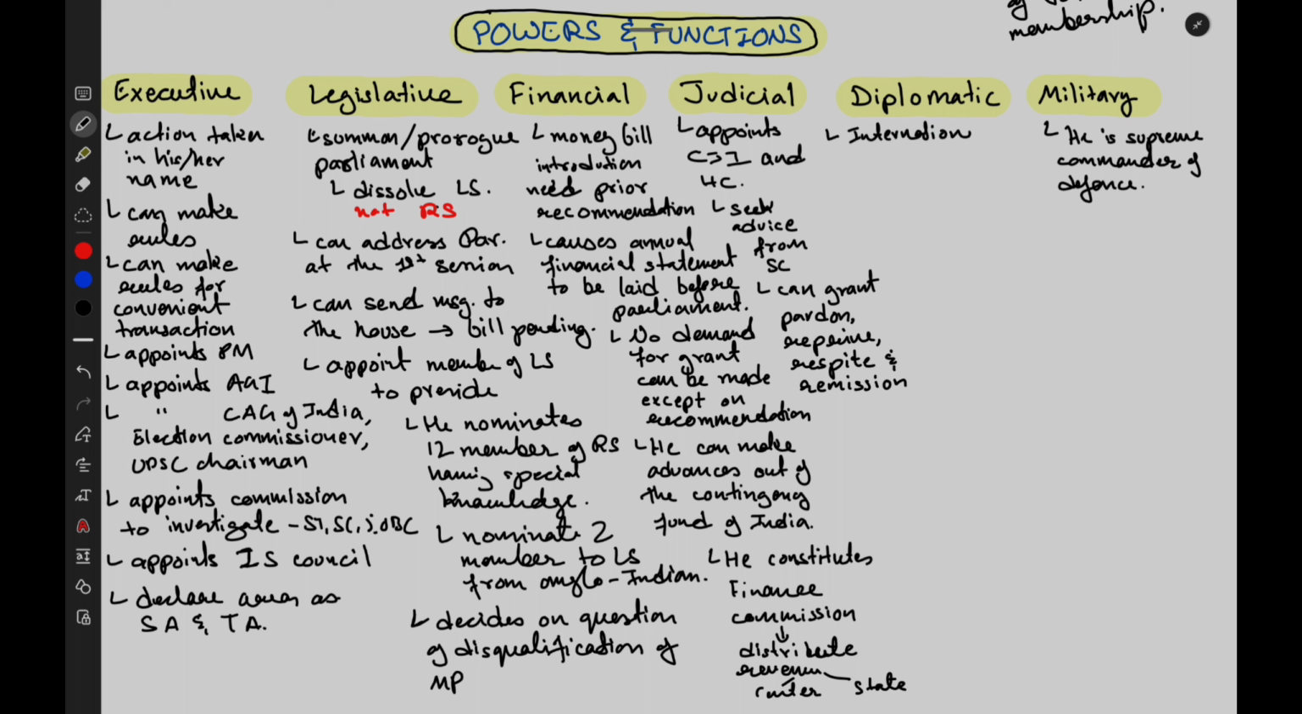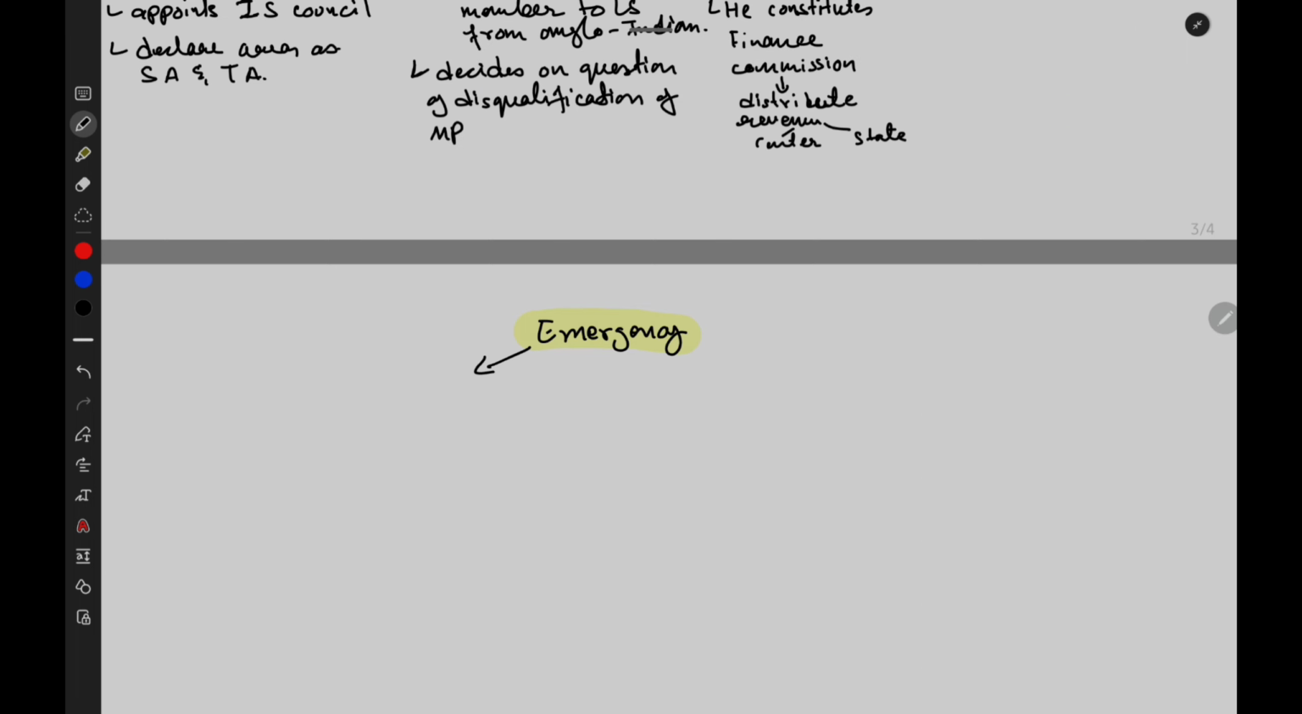President is the supreme commander of the defense. Now about the diplomatic powers, all the international treaties and agreements are negotiated and concluded on behalf of the president. So any diplomatic relations, any documents need to be negotiated on the behalf of the president.